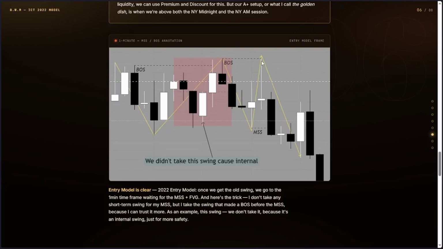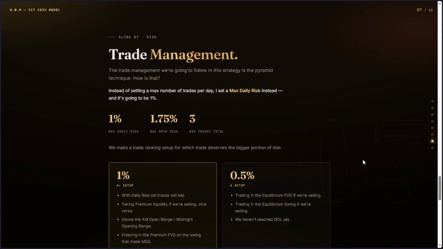Okay, as an example, we did check the liquidity sweep and market structure shift. There is a fair value gap, and I will enter with it. So yeah, the entry model is clear. 22 model. Once we get all the swings, we go to the 1 minute time frame. Yeah, that's what I just explained. So let's go for the next slide, which is trade management.